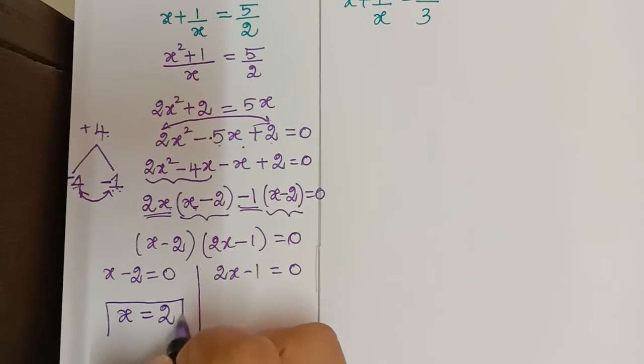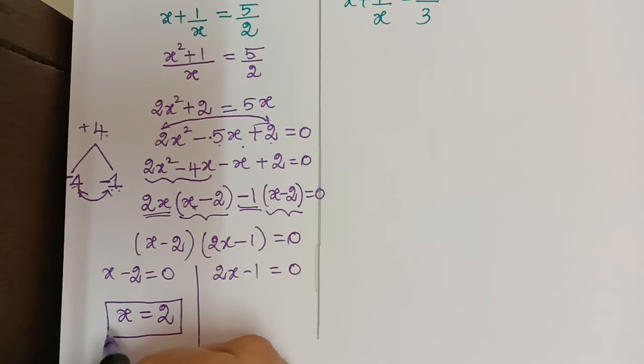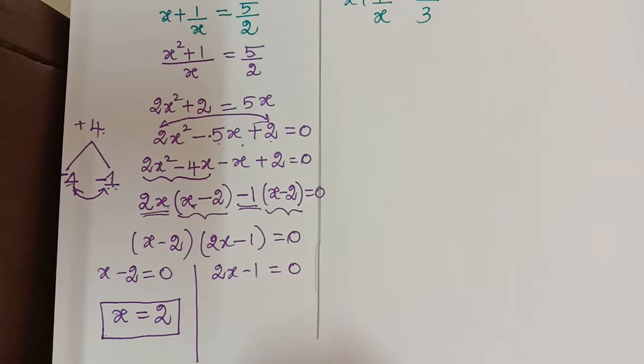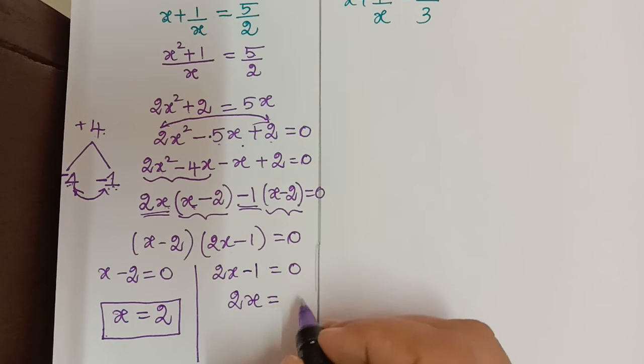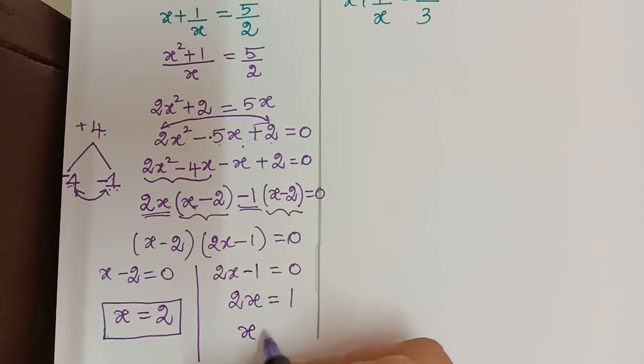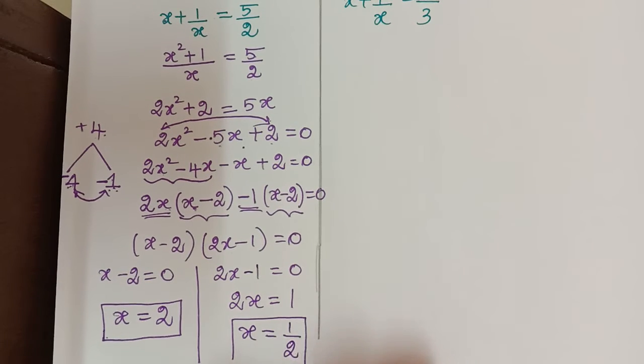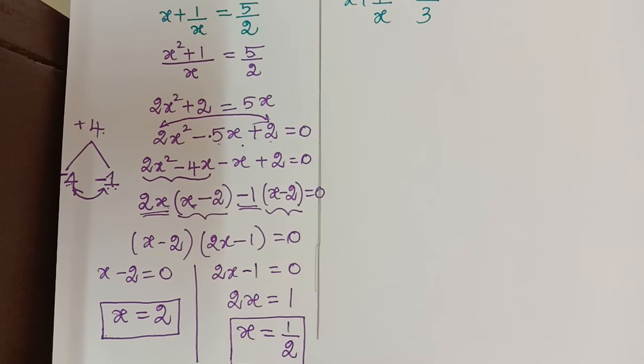So x is equal to 2 is one of the roots of the given reciprocal equation, and from this we get 2x to be equal to this negative 1, when it goes to the right it becomes 1, and the value of x is equal to 1 by 2. So this will give us another root of the given reciprocal equation. So we have found two roots.